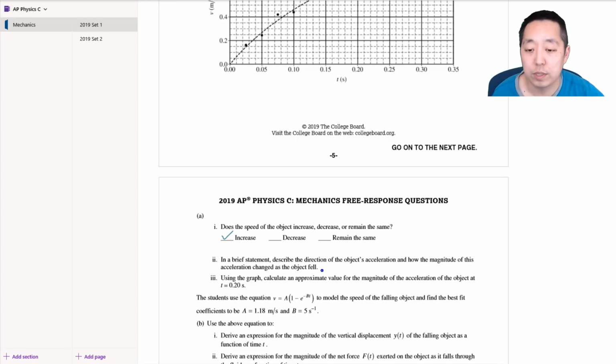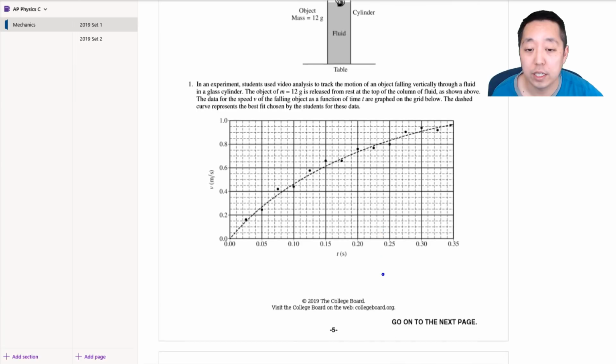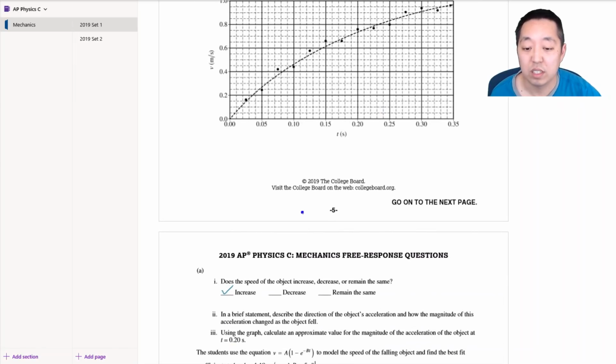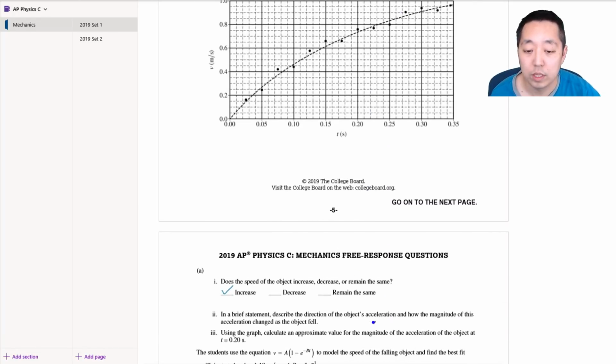Increase. In a brief statement, describe the direction of the object's acceleration and how the magnitude of this acceleration changed as the object fell. The acceleration's down because the object is falling, and it's speeding up while it's going down, right? The velocity is getting bigger and bigger. So the acceleration a is downward.